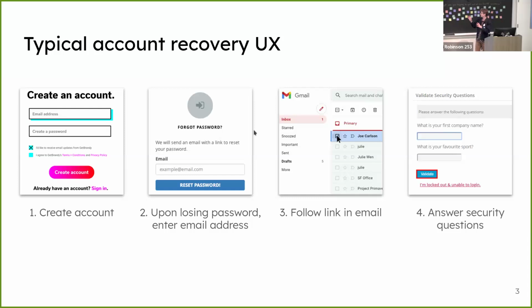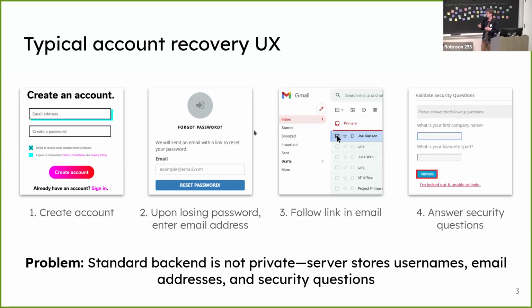So this is a system that works pretty well in practice, but it doesn't directly work for Callisto because the typical way of doing this is not private. You will just have the backend store some database of all the users' usernames, email addresses, and their security questions. All of this might reveal information about who they are. So our goal is how can we do some account recovery process privately?